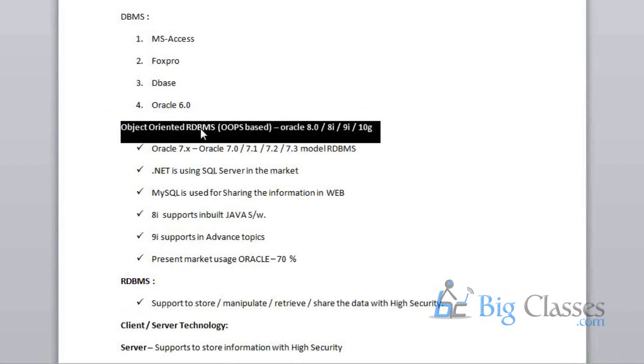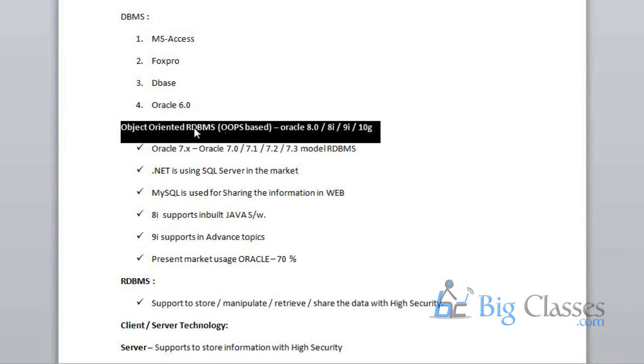Object-oriented RDBMS. There are certain databases that can support object-oriented concepts. You might have heard of the Java programming language and the C++ programming language. They are examples of object-oriented programming languages. They are popular in the market and widely used in the IT industry. Here we have databases that also support these object-oriented features. We call them object-oriented RDBMS.